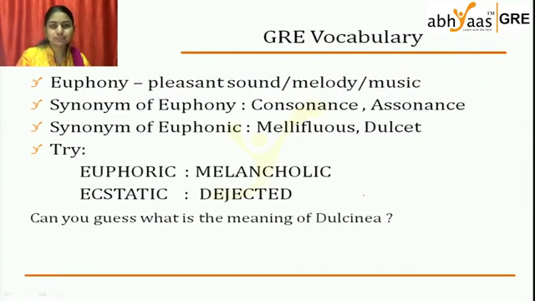Euphony. We know that EU is good. Phony is related to sound. Euphony is a pleasant sound. What is a pleasant sound? Something which is pleasing to ears. Melody, good music, good voice. Euphony. Now along with the word euphony, you have two other words, consonants and assonants.